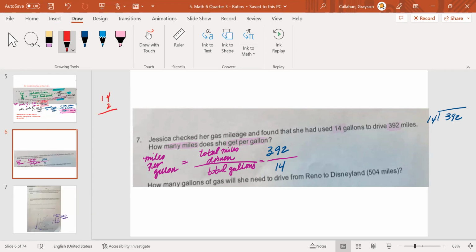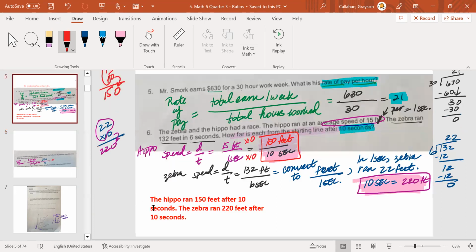14 times 2 is going to give me 28. Subtract, you get 11. Bring down the 2. 14 times 8 gives me 112. So your answer is 28. So what does that mean exactly? Go back to your question.